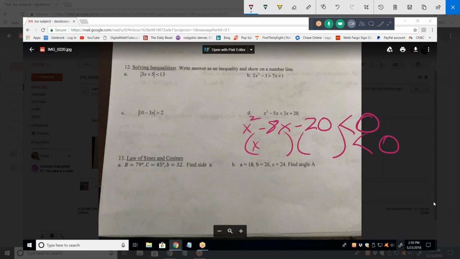So x and x, plus and minus, and then minus 10 plus 2. Good. What's the next step? Work out the critical points. What are they? -2 and 10. And the next step. Put them on the number line.